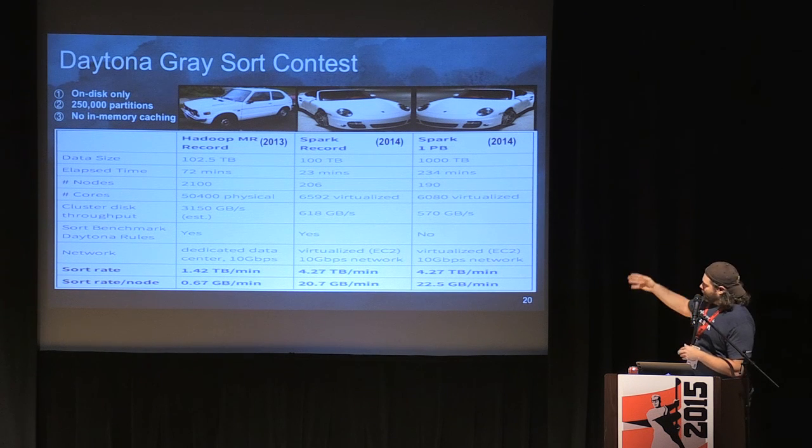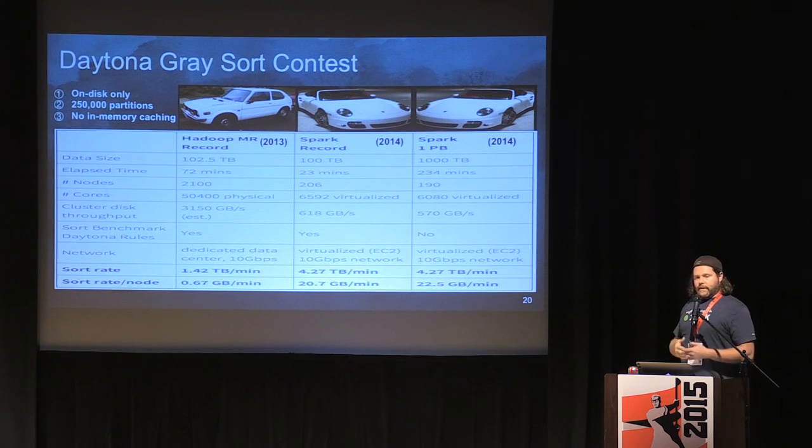So Gray is Jim Gray, a famous computer scientist, a former computer scientist. You are given 100 terabytes of data, you have to sort it as fast as possible, and you can use whatever you want. The old record was Hadoop at Yahoo.